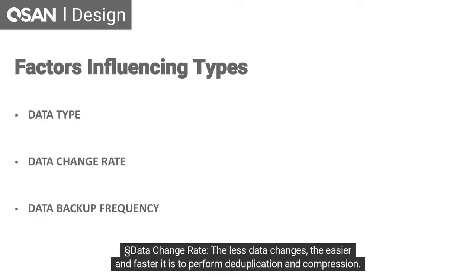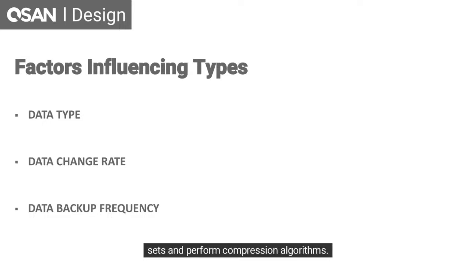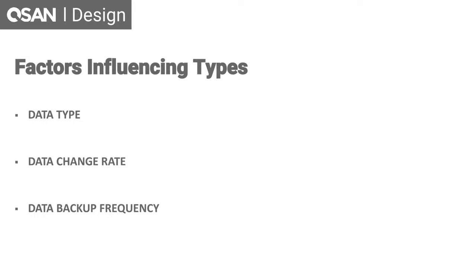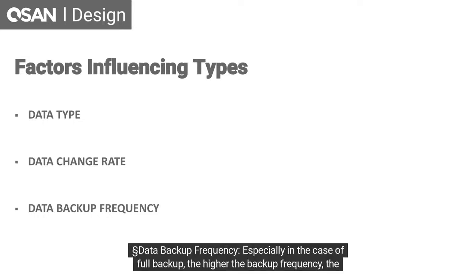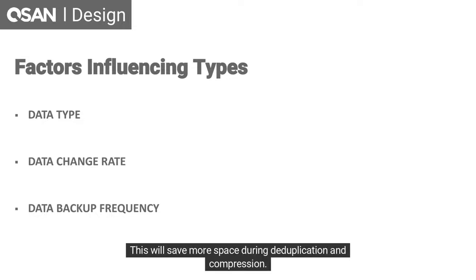Data change rate: the less data changes, the easier and faster it is to perform deduplication and compression. Each change made to data and saved to disk requires a separate check cycle to identify duplicate data sets and perform compression algorithms. This subsequently increases server overhead. Data backup frequency: especially in the case of full backup, the higher the backup frequency, the more redundant data will be generated. This will save more space during deduplication and compression.